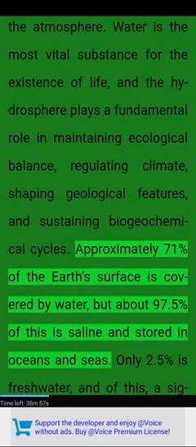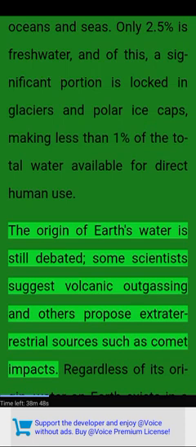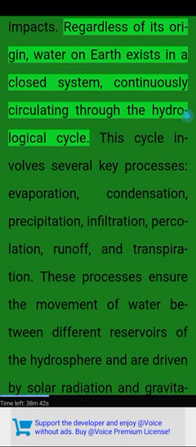Approximately 71% of the Earth's surface is covered by water, but about 97.5% of this is saline and stored in oceans and seas. Only 2.5% is freshwater, and of this, a significant portion is locked in glaciers and polar ice caps, making less than 1% of the total water available for direct human use. The origin of Earth's water is still debated. Some scientists suggest volcanic outgassing and others propose extraterrestrial sources such as comet impacts. Regardless of its origin, water on Earth exists in a closed system, continuously circulating through the hydrological cycle.